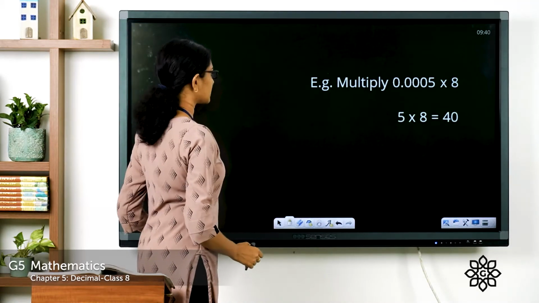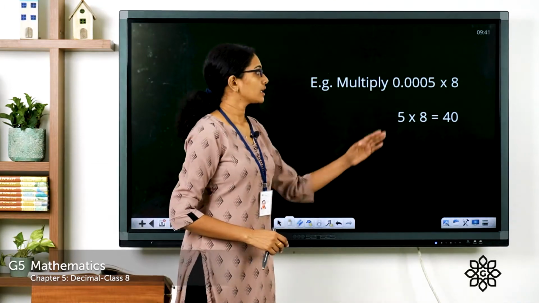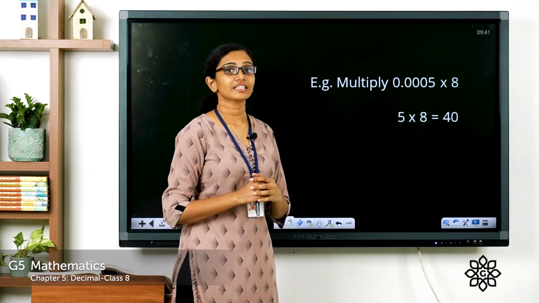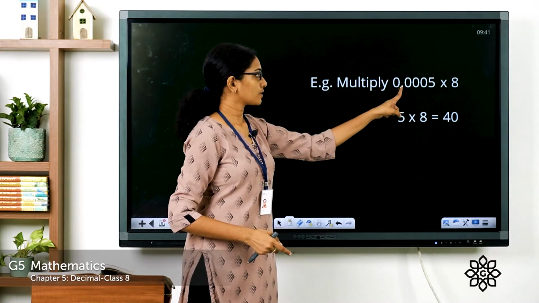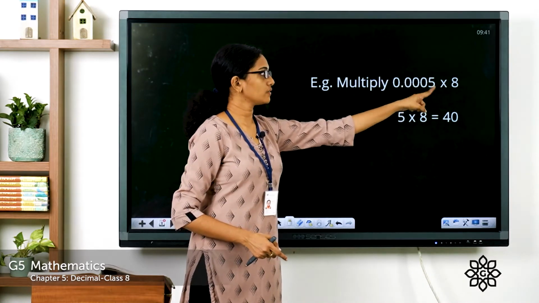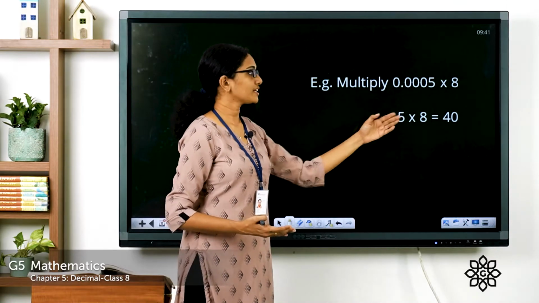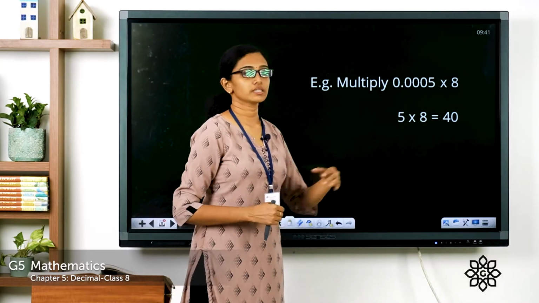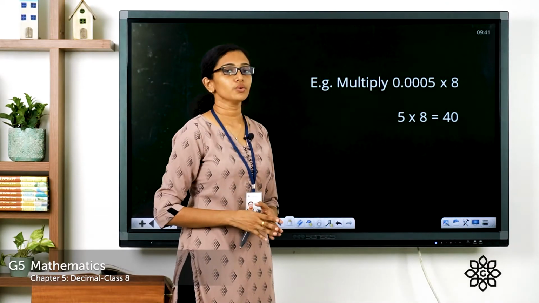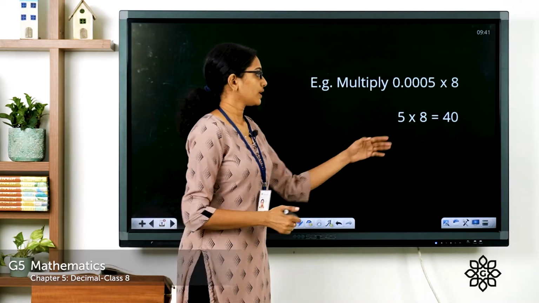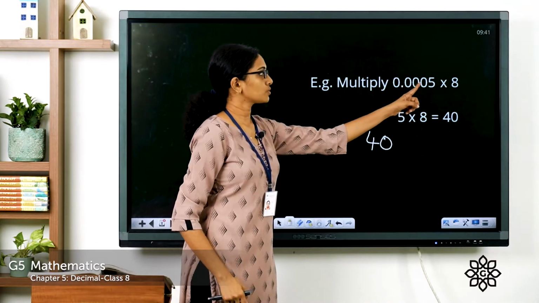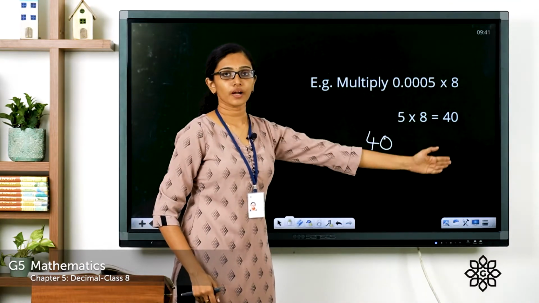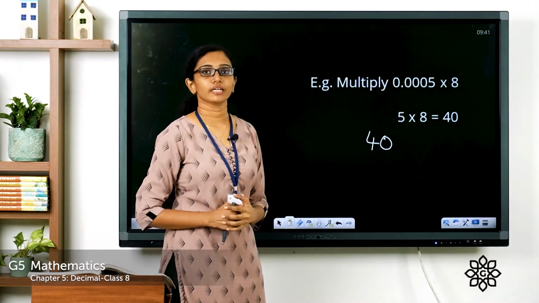And where do we place the decimal point? See, in the given decimal number, there are 4 digits after the decimal point. After the decimal point, 1, 2, 3, 4. But when you do 5 times 8, you have only 2 digits. Now, how are we going to balance this? We have the number 40 here. We have to count 1, 2, 3, 4, 4 places from the right to the left to put the decimal point.